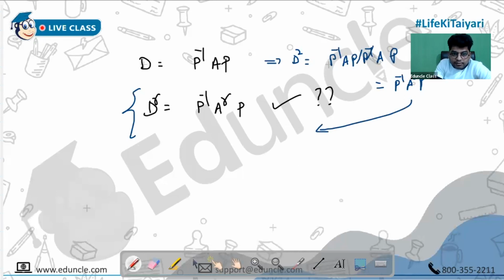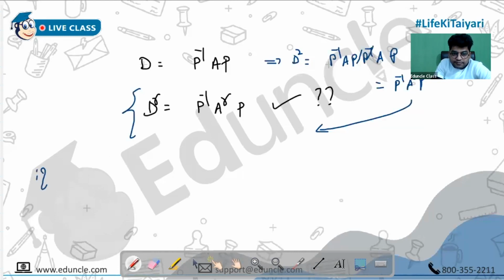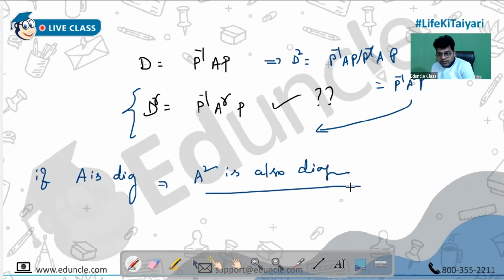Okay, one more question. It means if A is diagonalizable, then A square is also diagonalizable. Yes or no? Can I say like this? If A is diagonalizable, then A square is also diagonalizable. Yes or no? Because see, A square can be written as P D square P inverse, and D is a diagonal matrix, then D square is also a diagonal matrix. So it means this is a diagonalization concept.